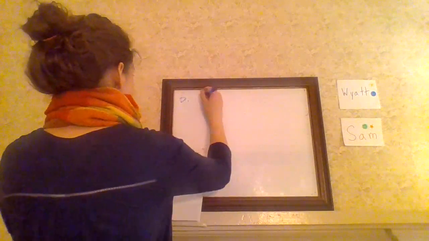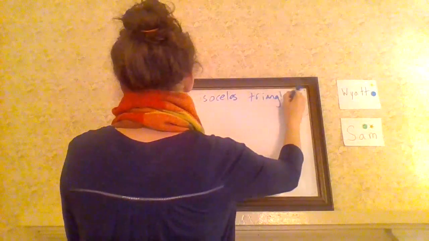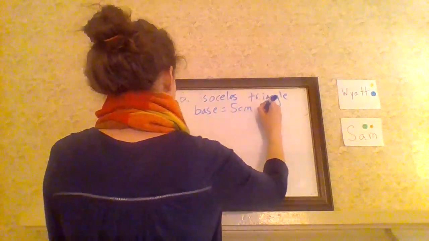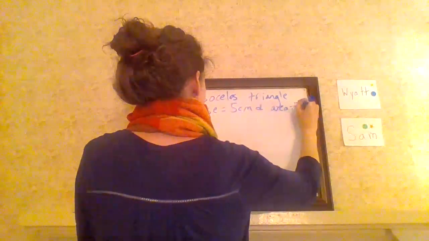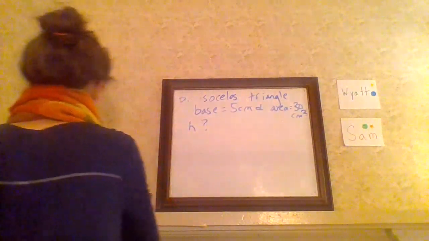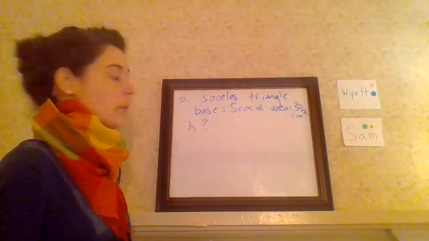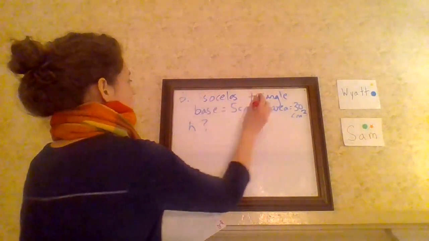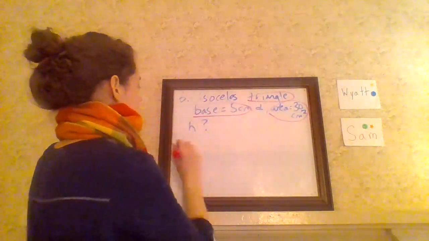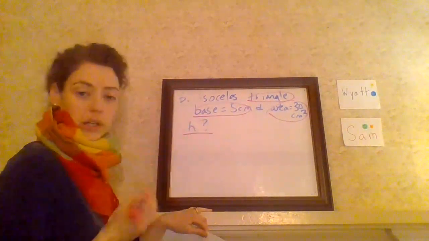Okay, so let's say we have this isosceles triangle. The base is 5 centimeters and the area is 30 centimeters squared. What is the height? Let's go through our steps. When we find a word problem, we think, what do we know? We know it's a triangle, and we know the base, and we know the area. Step number 2: what do we not know, or what are we looking for? Here, we do not know what the height is.